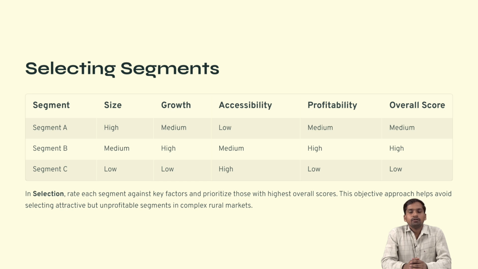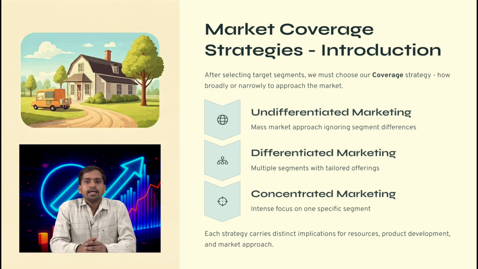It minimizes the risk of choosing a segment that looks appealing superficially but might be difficult or unprofitable to serve. Having selected the target segment or segments, the final step in the targeting process is deciding on the coverage strategy. This essentially answers the question: how broadly or narrowly will we approach the market? There are three primary strategies companies can adopt, each with its own implications.